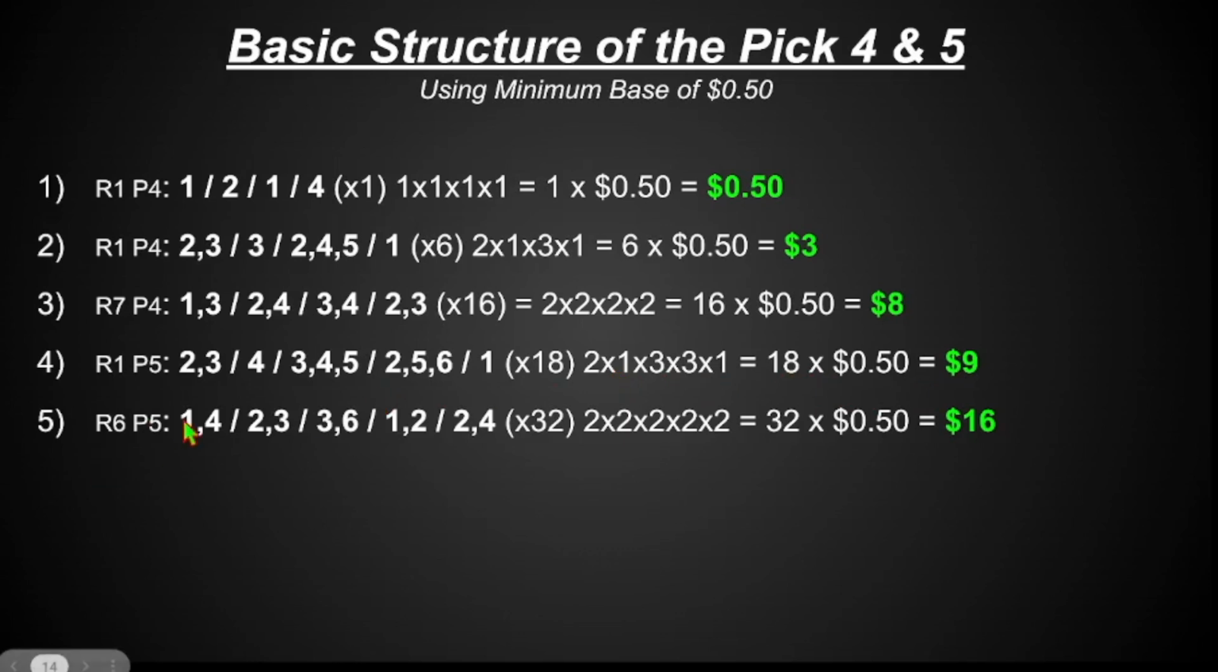Race 6, another example, pick 5, 1, 4, with 2, 3, with 3, 6, with 1, 2, with 2, 4, multiplying effect of 32, 2 by 2 by 2 by 2 by 2 is 32, times your 50-cent base. This is a $16 wager. I just wanted to show everybody what taking 2 horses in each race will cost you. Either in the pick 4, it'll cost you $8, or in the pick 5, it'll cost you $16. I feel like a lot of players might think, if I can take 2 horses in each race, I feel pretty confident. So I want to give those examples, although structures will vary based on your opinion, as they should.